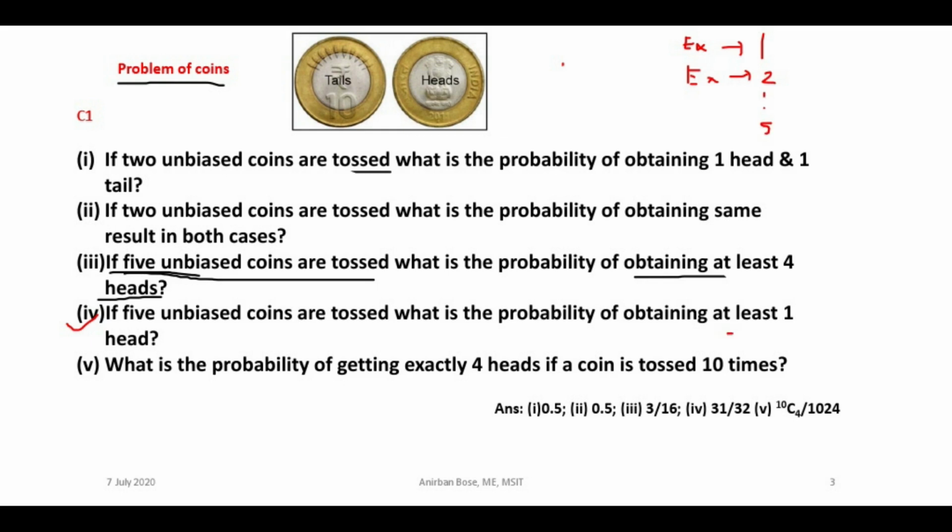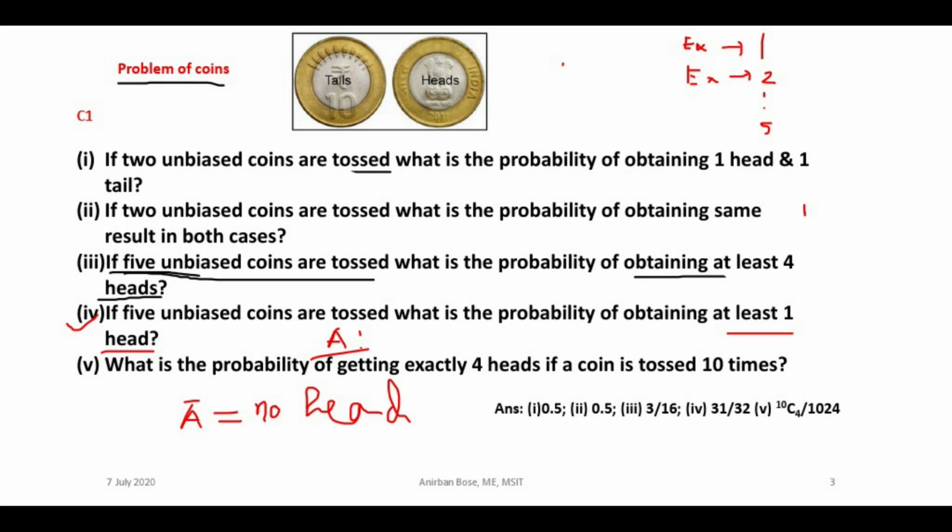Okay, so in this way we can solve, but for these cases it will be better if you use the concept of complementary event. So at least 1 head, what is the complement of that event? Suppose your event is at least one head. So let us write the complementary event. What is the complementary event? Just opposite to at least one head is no head. So the complement of the event at least one head is nothing but no head.